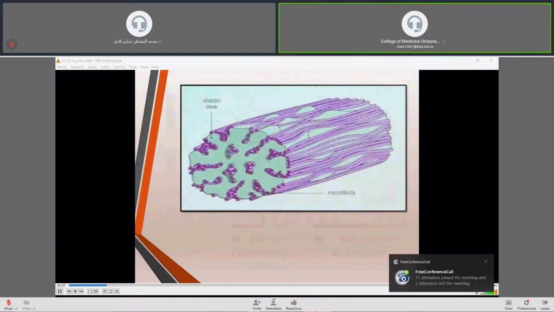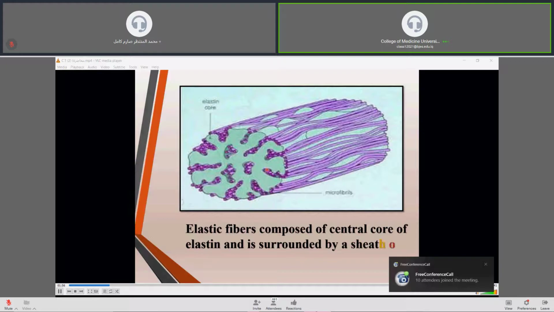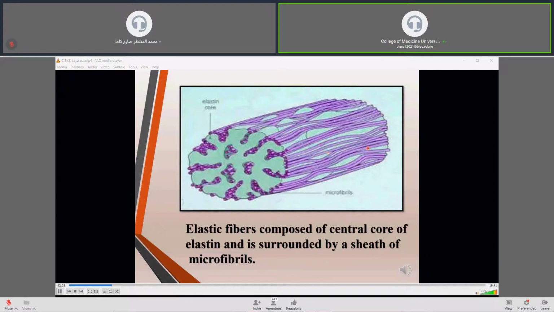The structure of elastic fibers is composed of a core of protein, elastin, surrounded by a sheath of microfibrils. So this is the structure of the elastic fiber, which consists of a core inside, the protein elastin, surrounded by a sheath of microfibrils.